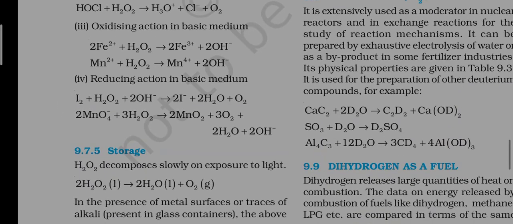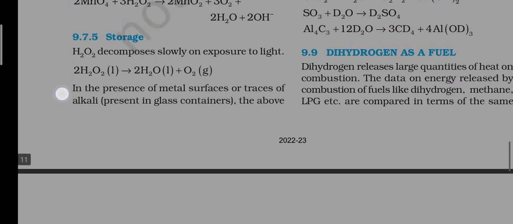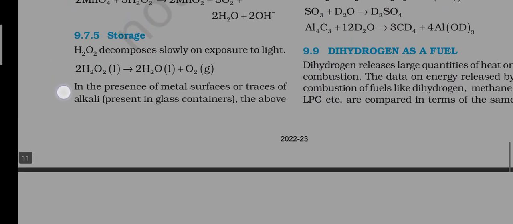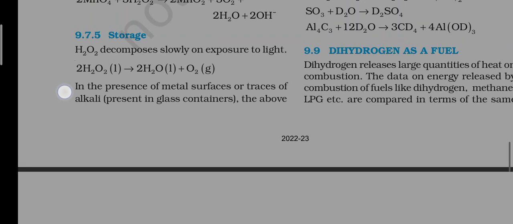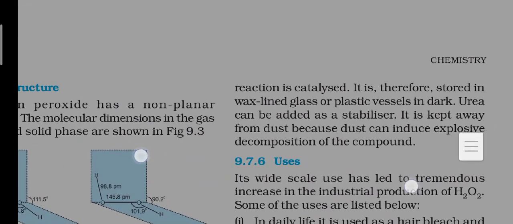Next is oxidizing action in basic medium: 2Fe²⁺ + H2O2 gives 2Fe³⁺ + 2OH⁻. Next is storage. Hydrogen peroxide decomposes slowly on exposure to light. In the presence of metal surfaces or traces of alkali, the above reaction is catalyzed.